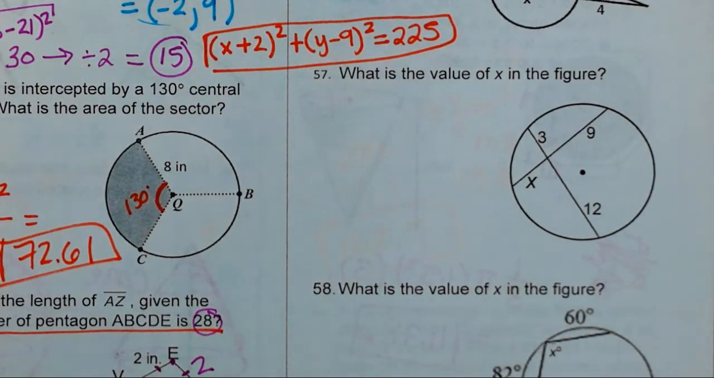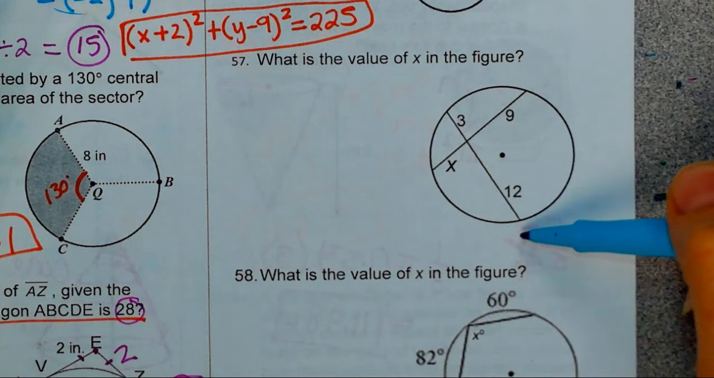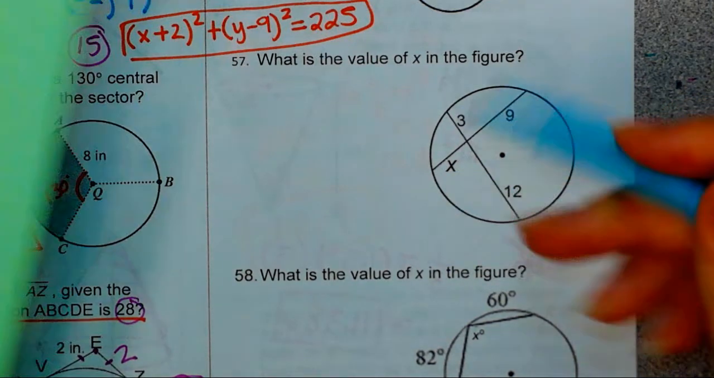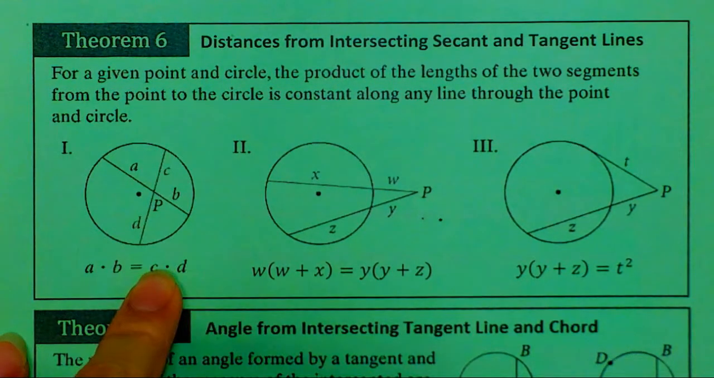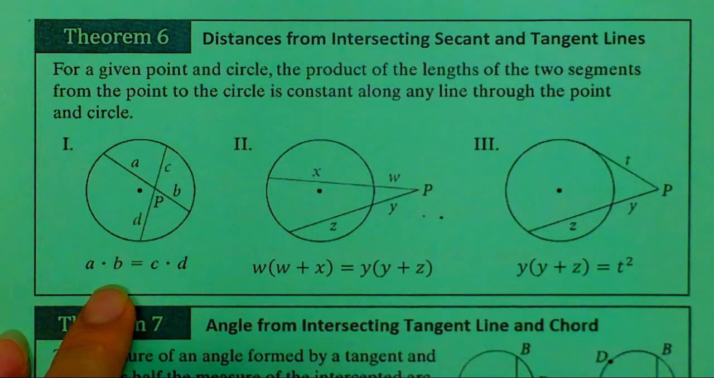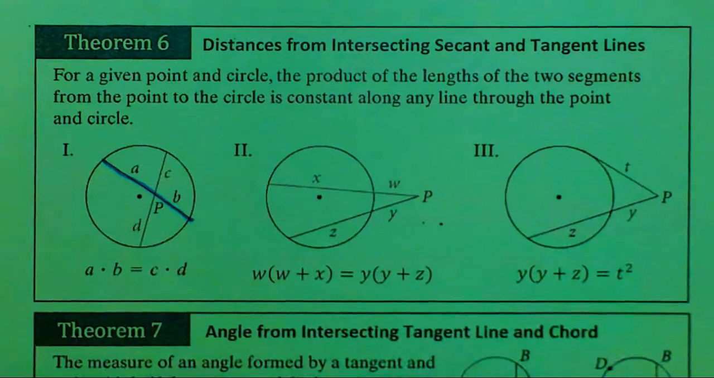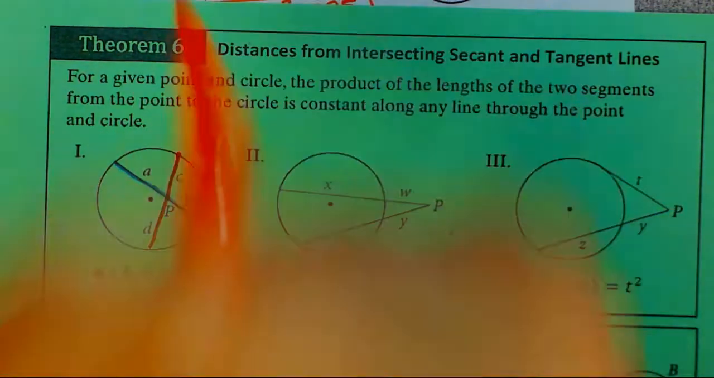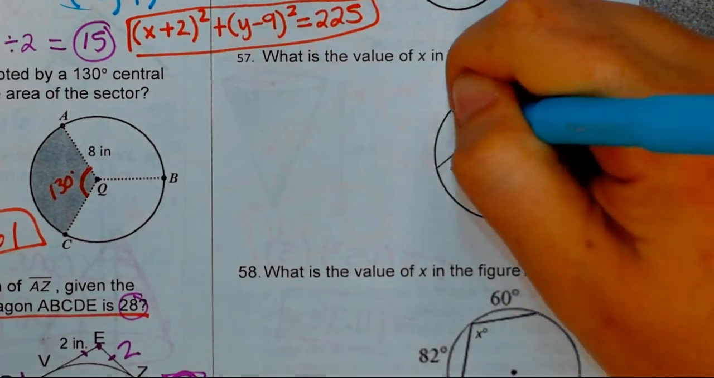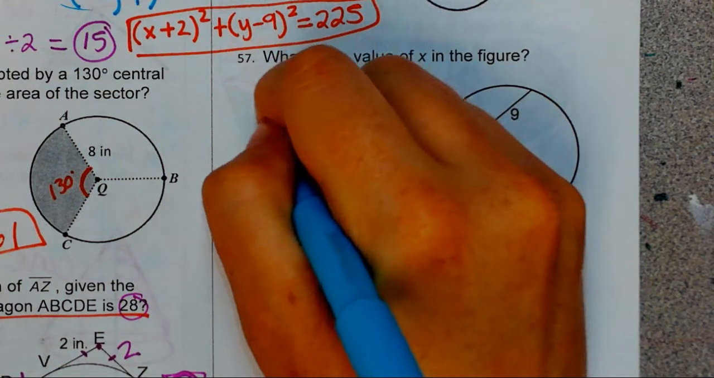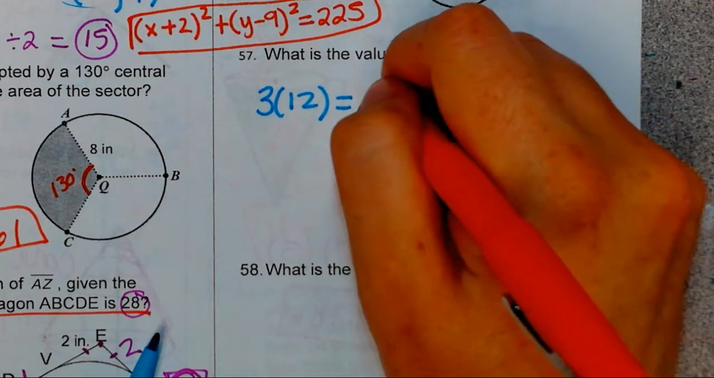Okay, the bell's about to ring, so let's see if I can do this in 2 minutes. Okay, next one, we've got 2 chords, one that has 3 and 12 and one that has 9 and x. This goes with part 1 of theorem 6. So based off of this picture, the numbers that you should multiply together are the numbers that are on the same line. A and B are on the same line, and C and D are on the same line. So that means that we are going to multiply 3 and 12 together, and we're going to multiply 9 and x together.